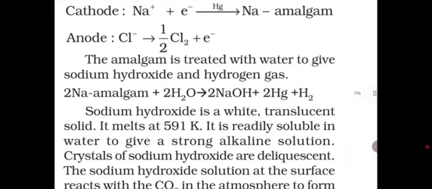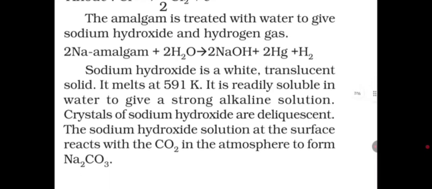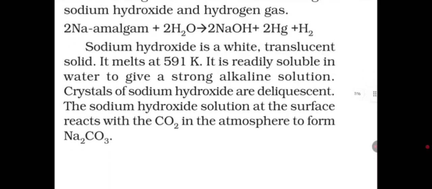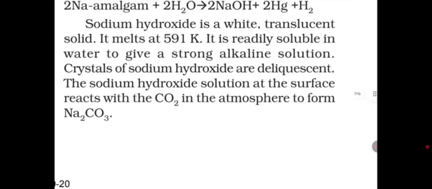Cathode reaction is given: Na+ gains an electron, and with mercury gives Na amalgam. At the anode, Cl- gives half Cl2 plus an electron is removed. The amalgam is treated with water to give sodium hydroxide and hydrogen gas. 2 Na amalgam plus 2 H2O gives 2 NaOH plus 2 Hg, and H2 is removed.